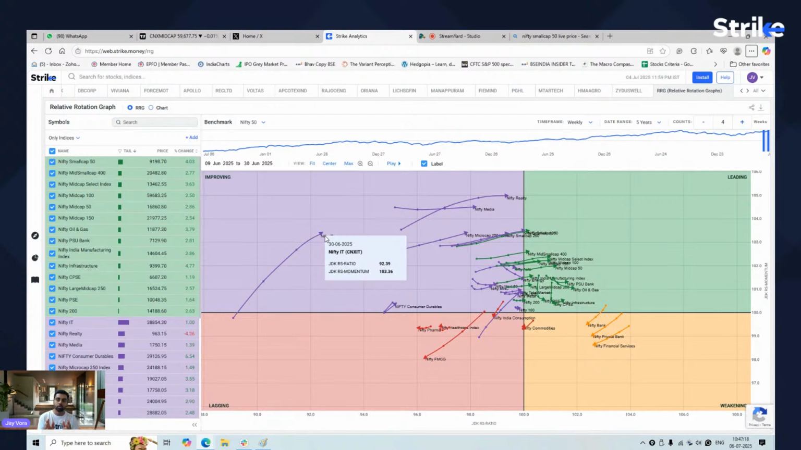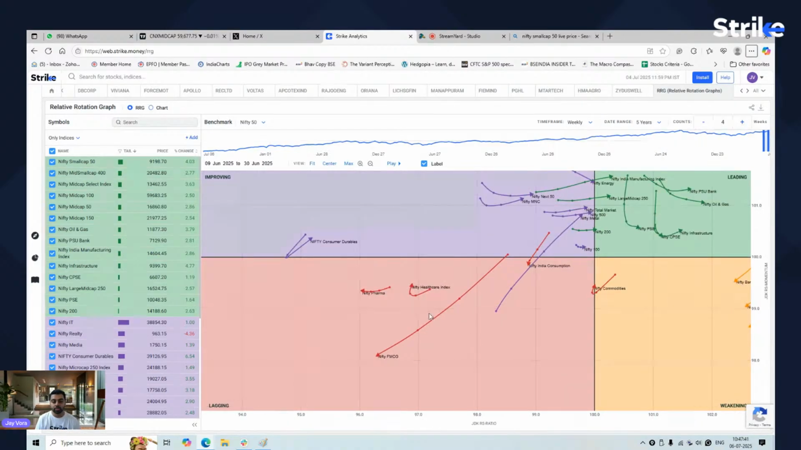So you can say that in the protractor, if we have 10-degree, 20-degree, 30-degree, 40-degree moves, those kinds of moves are usually strong, because they suggest that the momentum is increasing and the RS ratio is also increasing, which is a good sign.